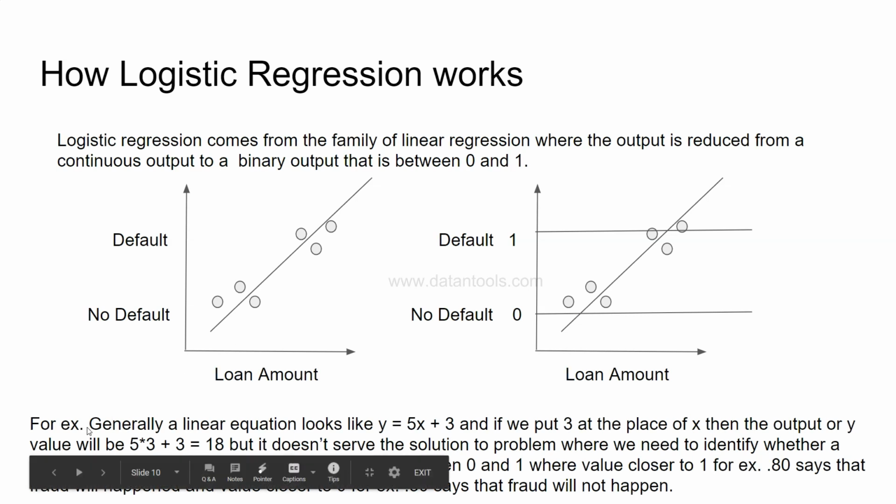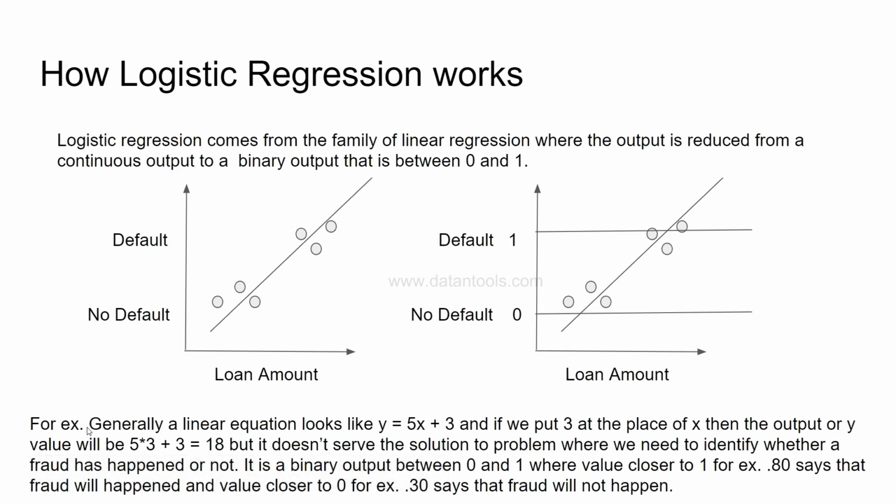With an example, generally a linear equation will look like y = 5x + 3. This is just a dummy equation which I have taken, a very simple linear equation. Let's say we put 3 in place of x, then the output for y will be 5 multiplied by 3 plus 3 equals 18. 5 multiplied by 3 is 15, plus 3 is 18.